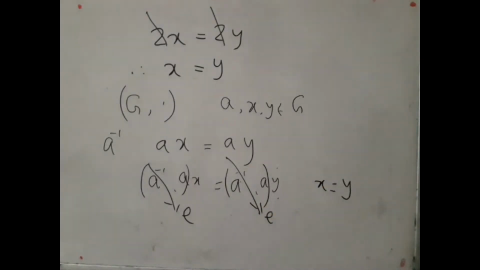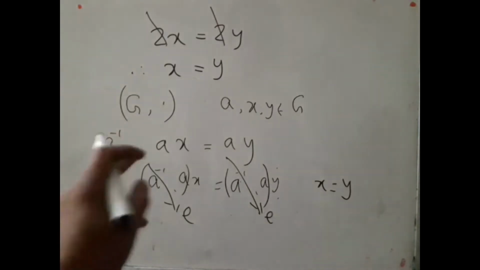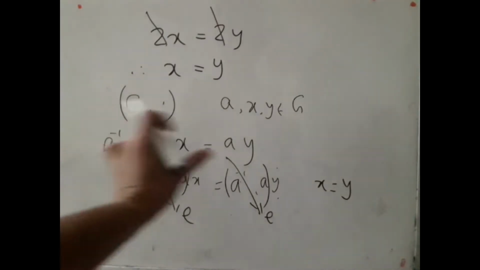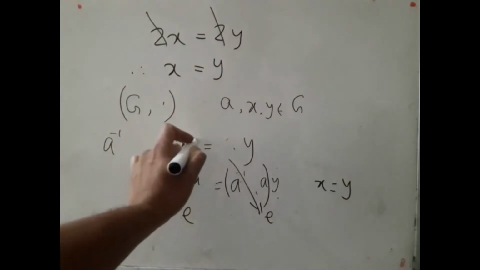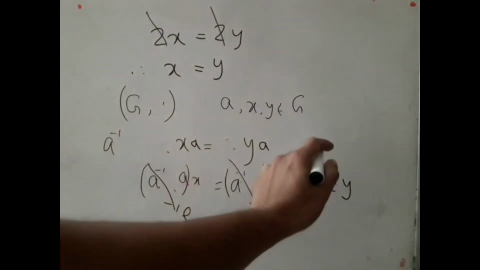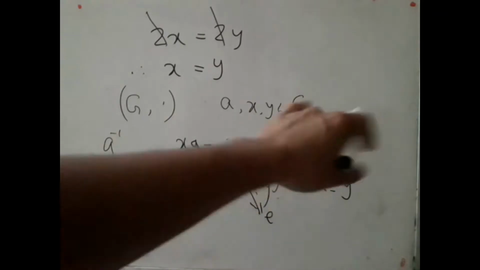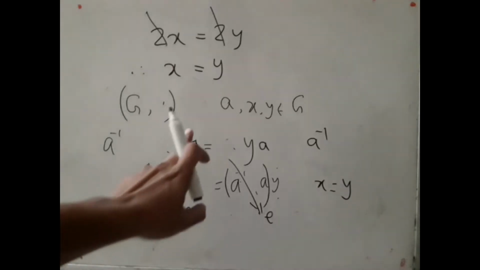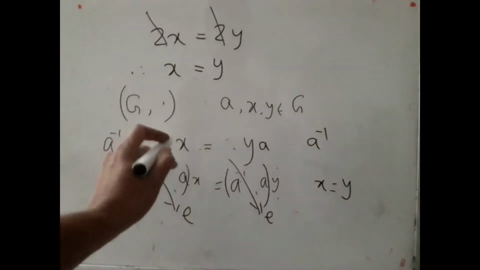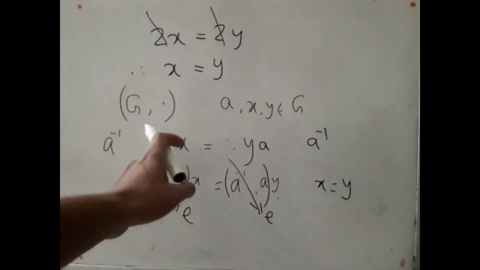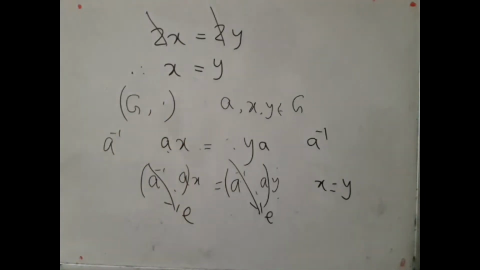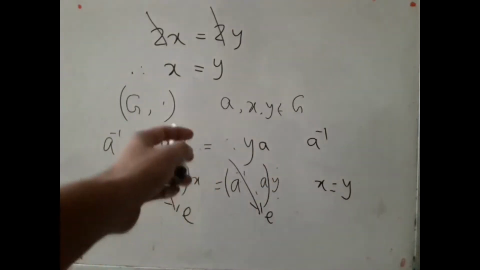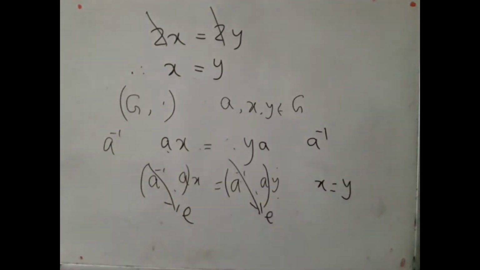And you can easily see that I can do the very same thing if I am starting with XA equal to YA. Then I will be multiplying from the right by A inverse, and again I can do this thing. But remember, you cannot do the following. If it is AX and YA and your binary operation is not abelian, then there is no guarantee that X is equal to Y.